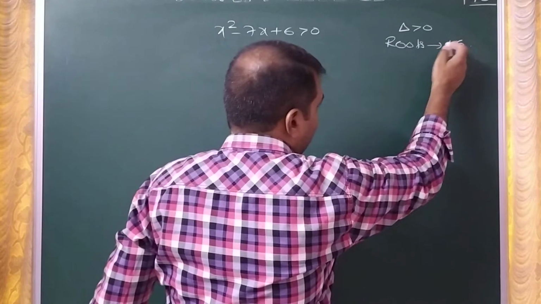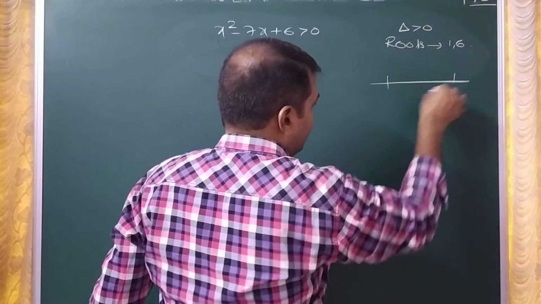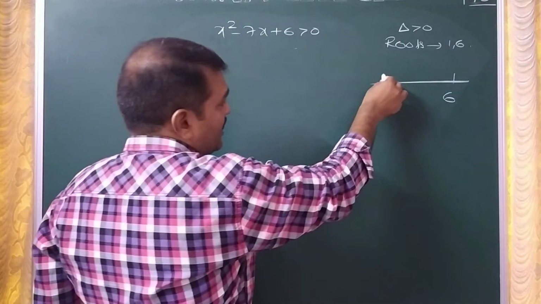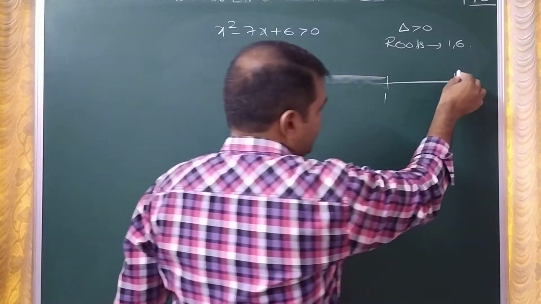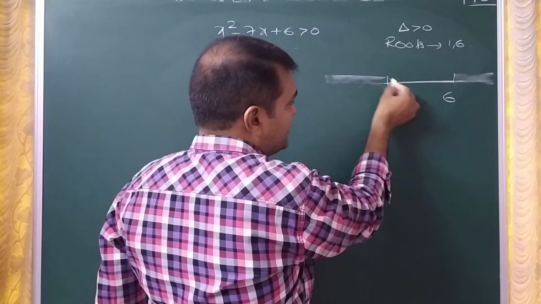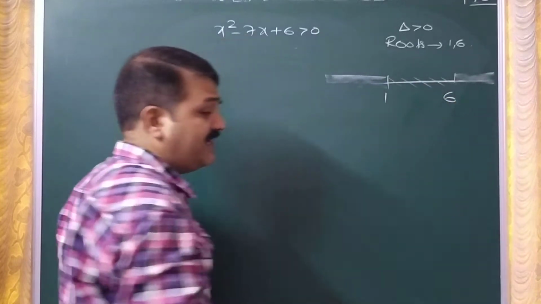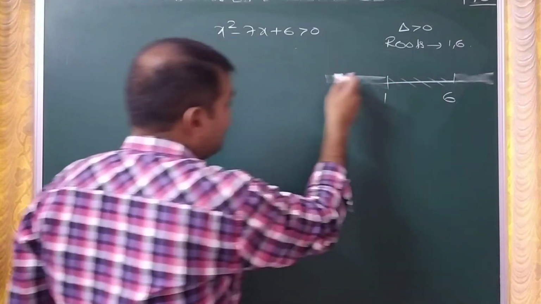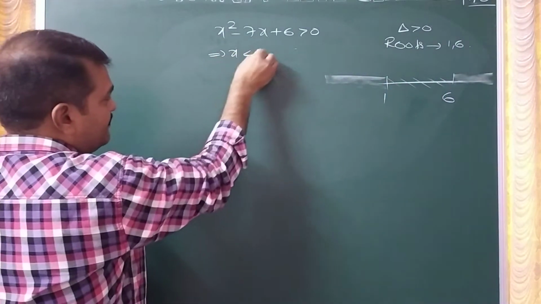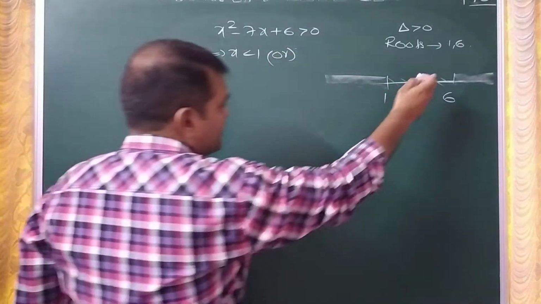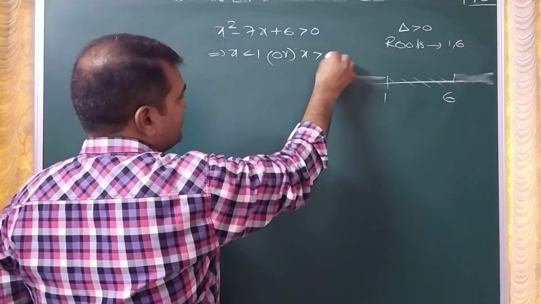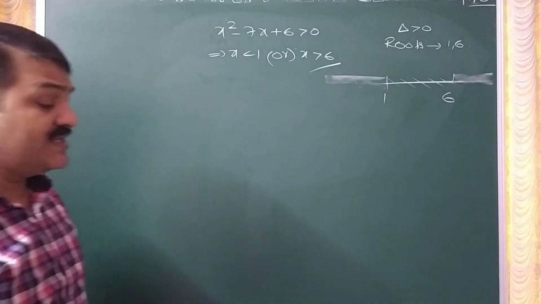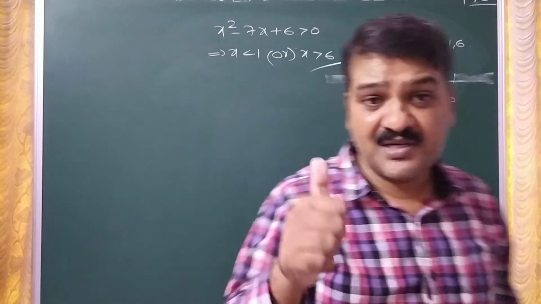Does not lie between the roots means, if the roots are like this, x does not lie between the roots, which means x can be less than 1, x can be more than 6, but x cannot be between 1 and 6. Cannot be between 1 and 6 means x can be less than 1 or x can be more than 6. So this is the solution, does not lie between the roots. Very simple. I'll repeat the process.